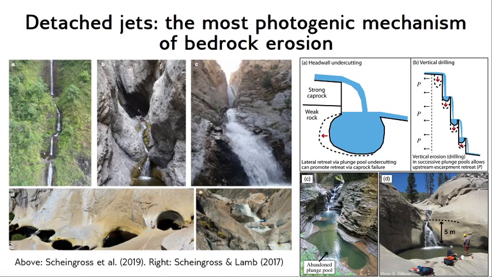So, in addition to thinking about abrasion and quarrying, we can also think about processes that occur with detached jets. As you can see in the lower left here, those detached jets, which are waterfalls, will often form these great abrasion-related features. Detached jet is just the hydraulic term to describe them. Waterfall is more the geographic term to say what that is.